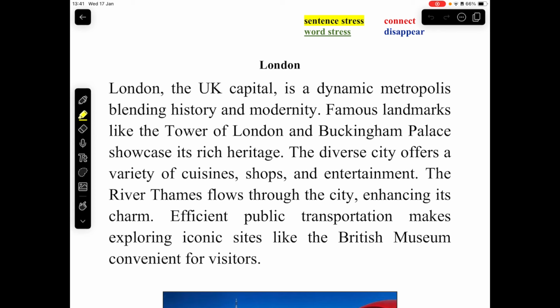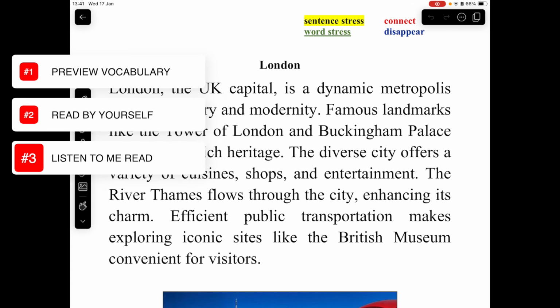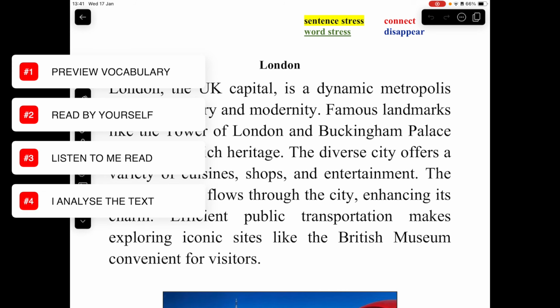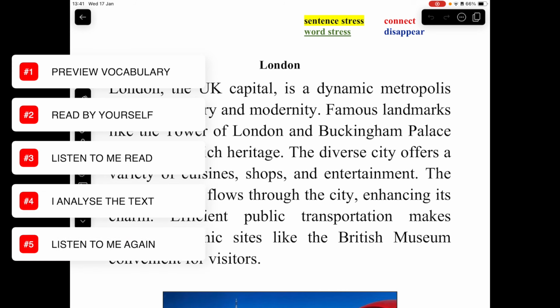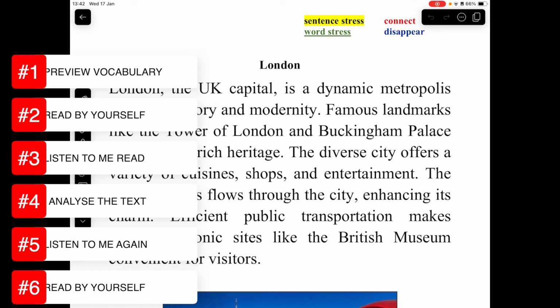So first we'll look at some tricky vocabulary, then I will ask you to read the text by yourself. You will then listen to me read the text out loud. I will then analyze the text. You will listen to me read again, and then finally you will read the text out loud again by yourself using everything that we have learned.